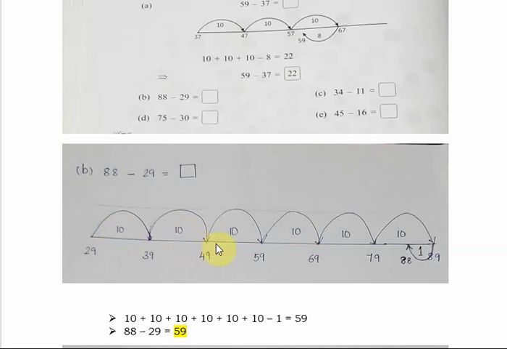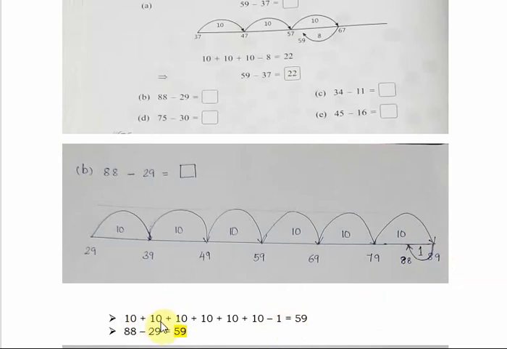1, 2, 3, 4, 5, 6. So we jumped 6 times and reached on 89, and from there we jumped one step backward and we reached on 88. So we can write like this: 10 plus 10 plus 10 plus 10 plus 10. How many 10s are there? There are 6 times. So we have to write 6 times here. Minus, we had made a backward jump by how much? 1. So minus 1 should be written.